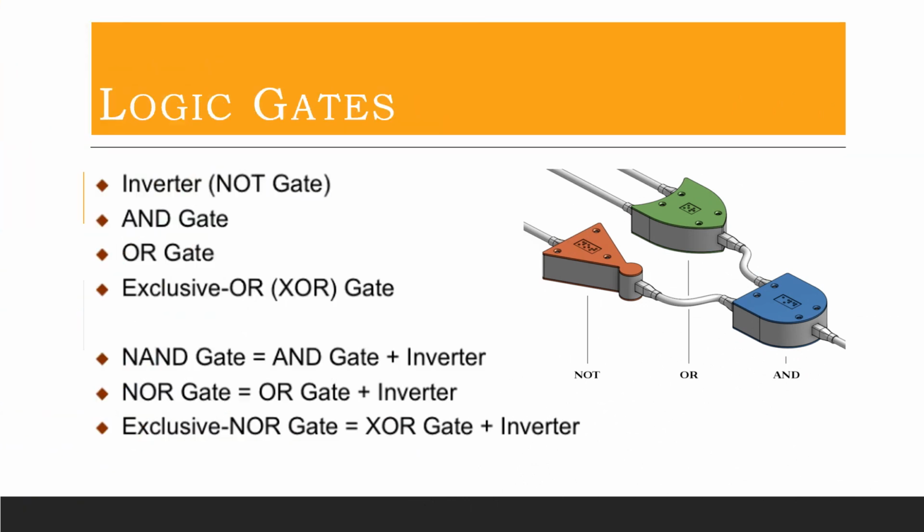Let us look into each of these logic gates. As we said, we'll be having AND, OR, NOT gate, NAND gate, NOR gate, exclusive OR gate, and exclusive NOR gate. Let us look into each gate in detail.